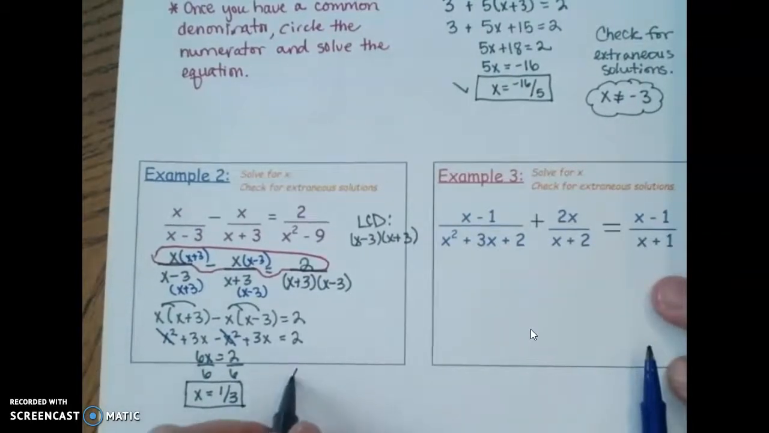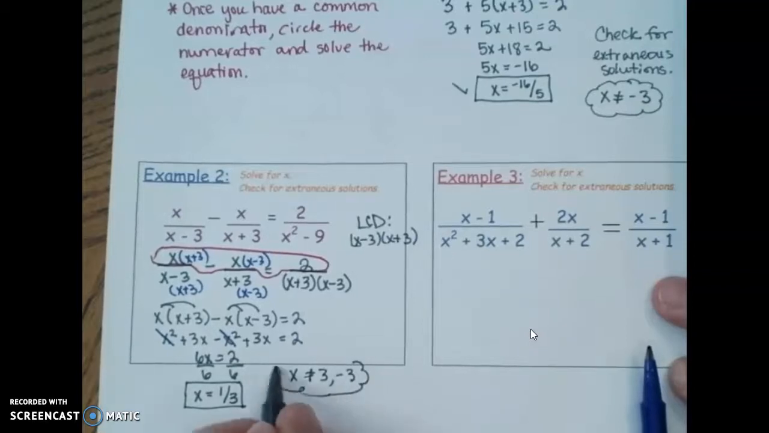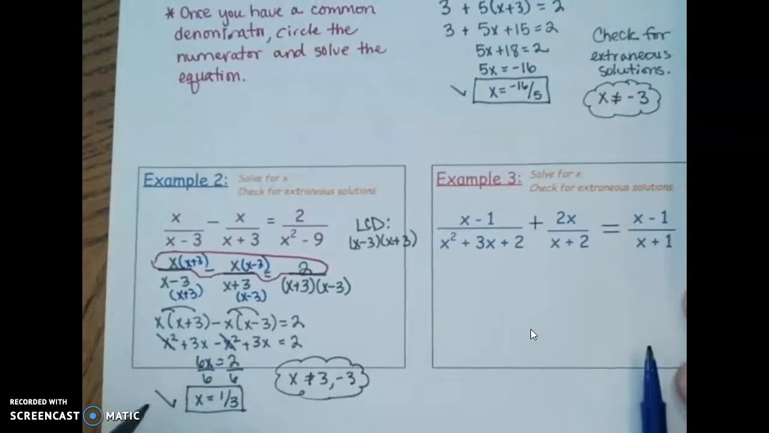So let's look at your restrictions. X could not be positive 3. X could not be negative 3. Again, as long as your solution is not a restriction, it is not extraneous.